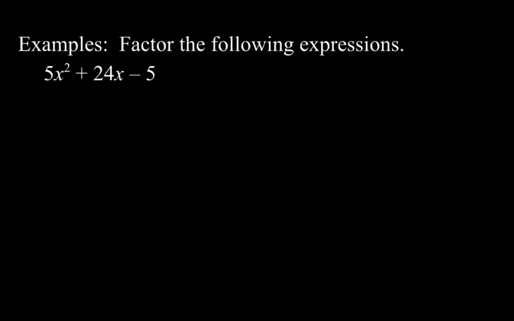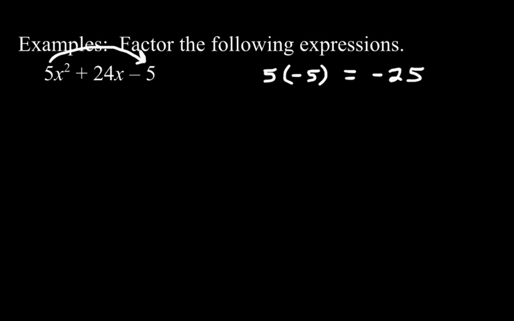We have one more of these that we're going to look at, just factoring. And again, we've got a 5 in front of the x squared. Can we factor anything out of all three of these? And no, because 5 doesn't factor into 24. So we will take a times c. That is 5 times negative 5, and that equals negative 25.